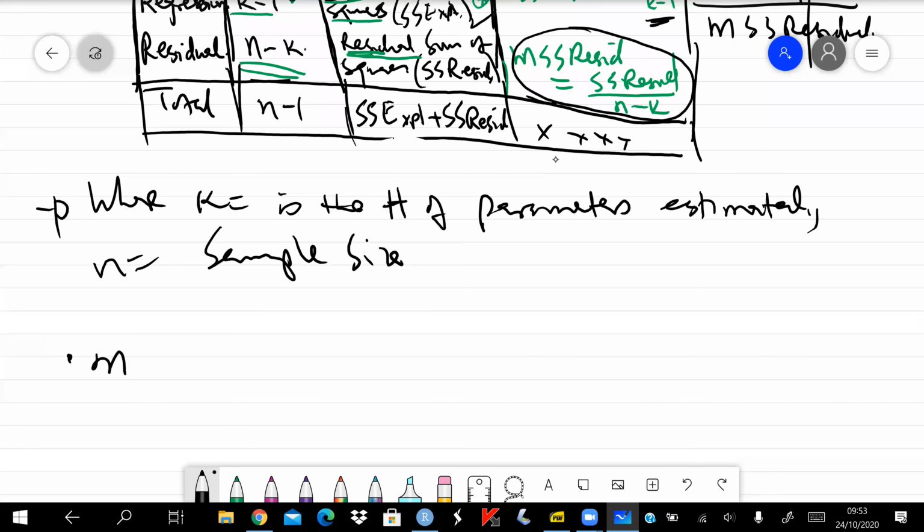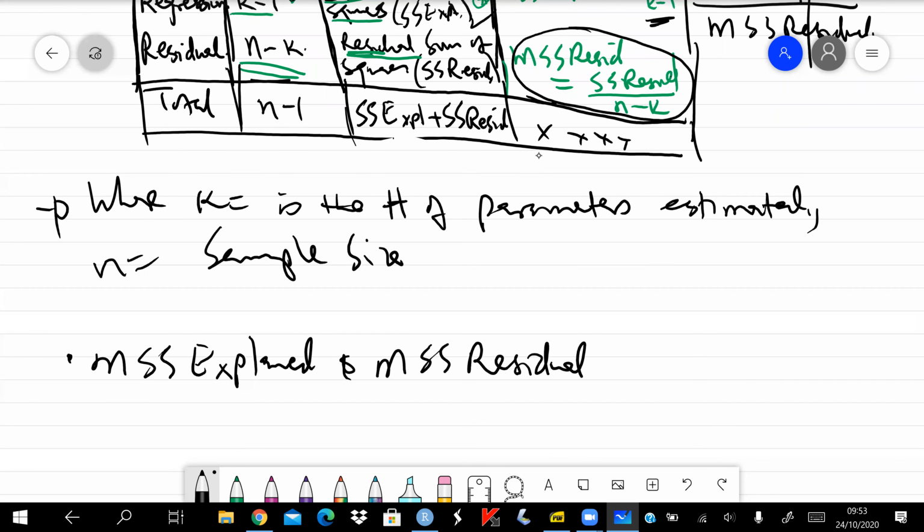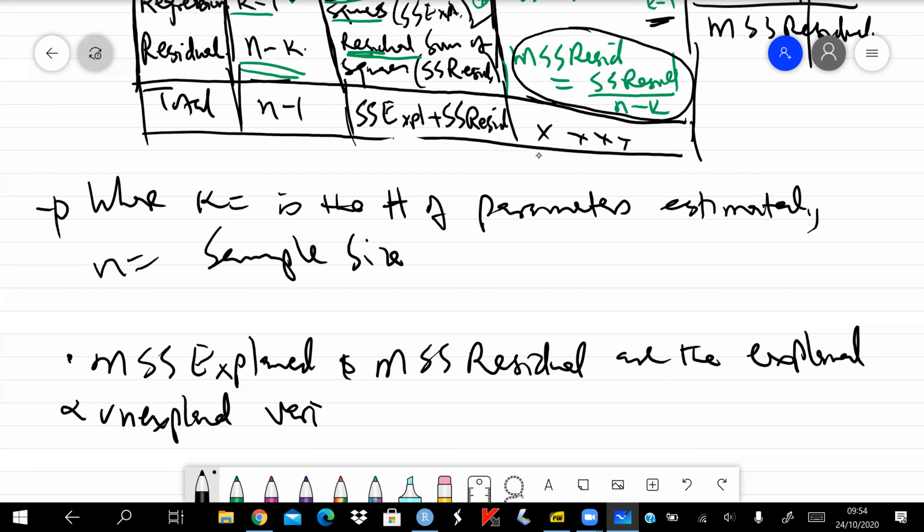Then what we're calling MSS explained and MSS residual are the explained and unexplained variances respectively. You notice I've used the word variance.